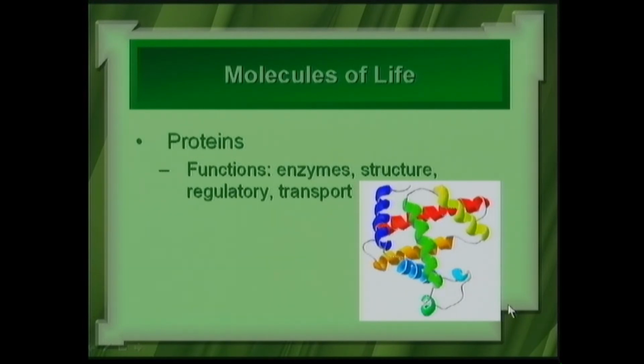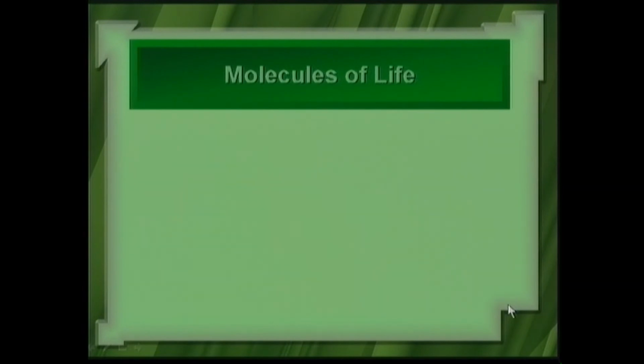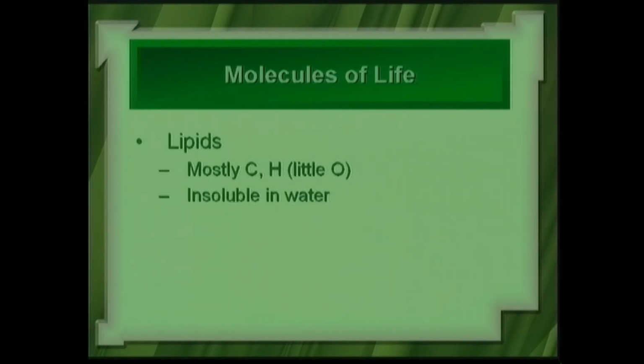Okay, fascinating, very interesting, proteins are. Now the third type of molecule that we're going to talk about is called lipids. They're mostly made of carbons and hydrogens. Sometimes they have a little bit of oxygen as well. The lipids are very different from each other structurally, but one quality that they all have in common is that they're not water soluble.